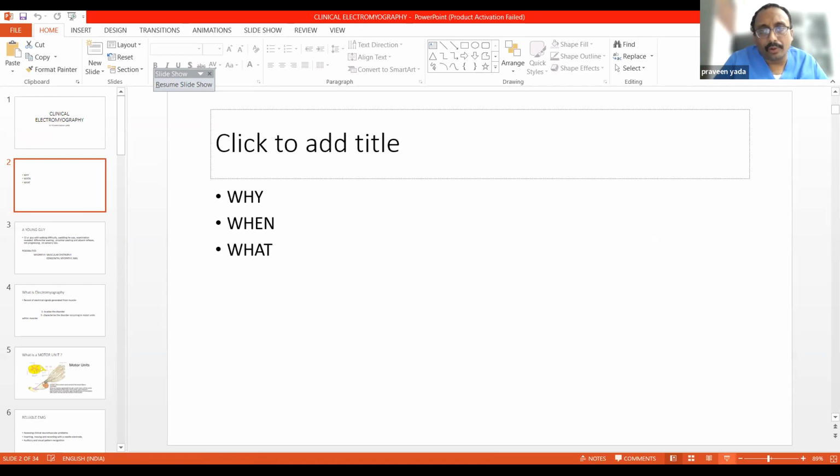And now the basic point about this will be only three things: why, when, and what. This is the most important thing about EMG or whatever be the clinical problem. Why is this occurring? When are we going to do the EMG? And what are our findings? These are the three questions we need to ask whenever we are doing an EMG.